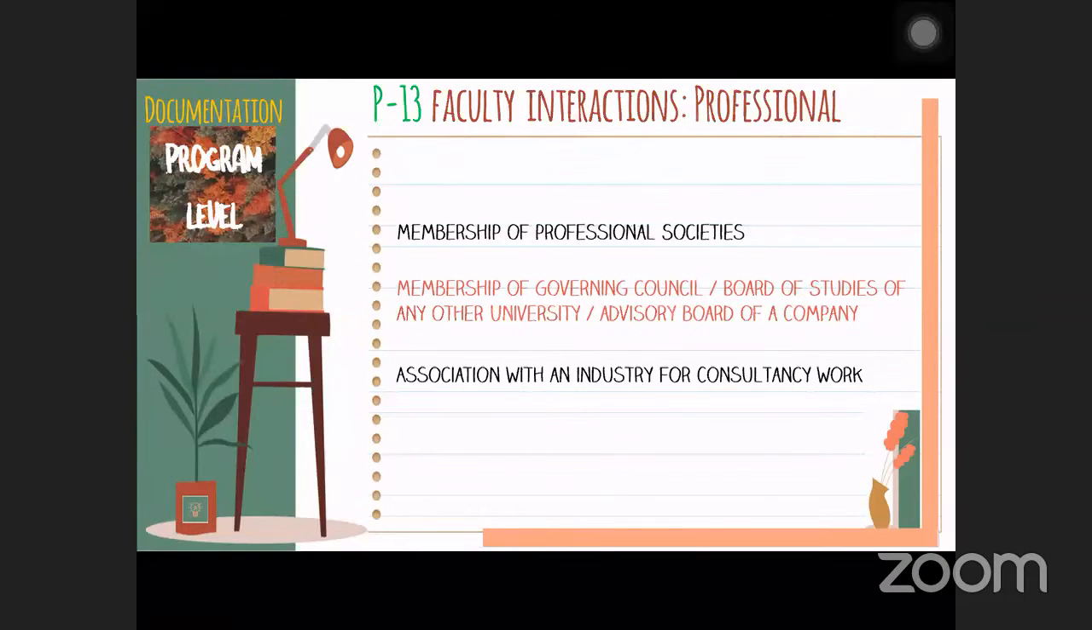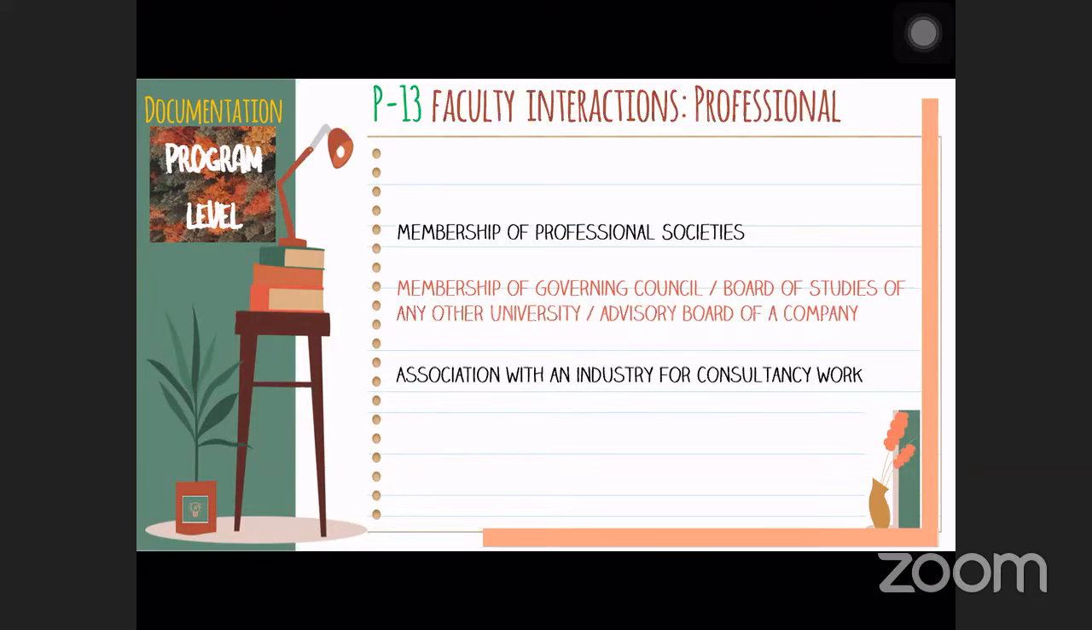Then the next file, P30, again faculty interactions, but these interactions are outside the institution. These are professional interactions. Now, what could be such interactions? The membership of professional societies. Whether I'm a member of IEEE, whether I'm a member of IST, whether I'm a member of any professional organization which works in the field of my engineering branch. So all such memberships, their details for all the faculty members must be present in this particular file.